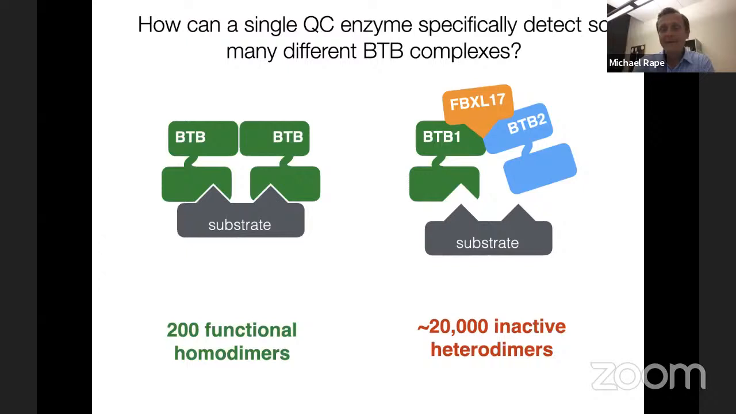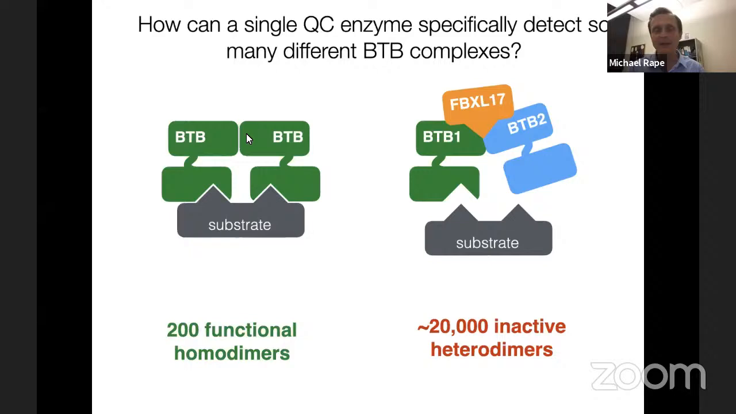But of course, as with any good project, this raised many more questions than what we answered, actually. And some of them are shown here. How can a single E3 ligase detect about 20,000 potential substrates? That's what you get if you pair 200 domains with each other, while not binding to anything in the genome, and most importantly, not binding to these homodimers.